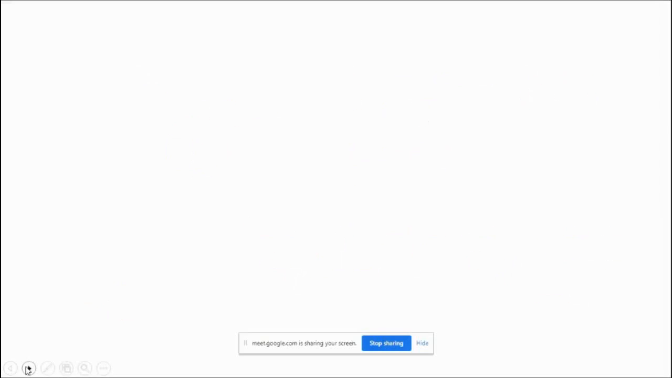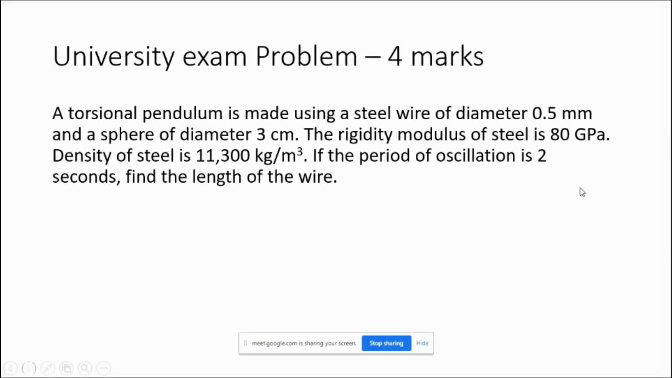Now, let us discuss this question which has come in one of the university exams. A torsional pendulum is made of a steel wire of diameter 0.5 mm. So you have a torsion pendulum made of a steel wire whose diameter is given to be 0.5 mm.